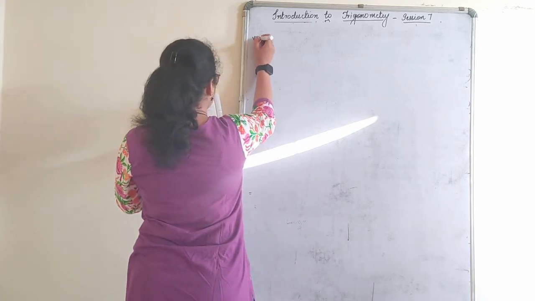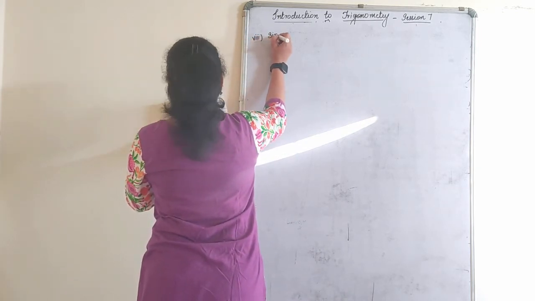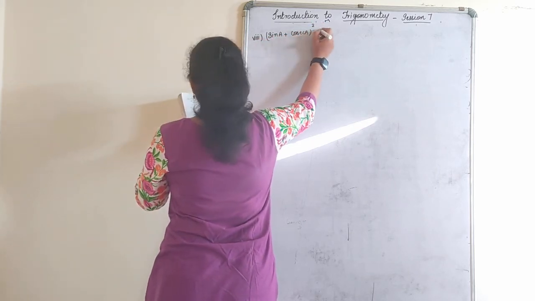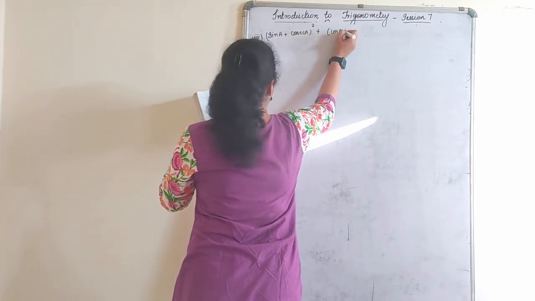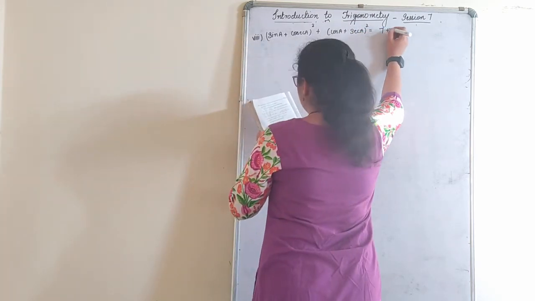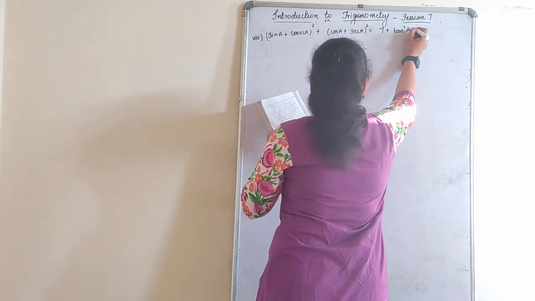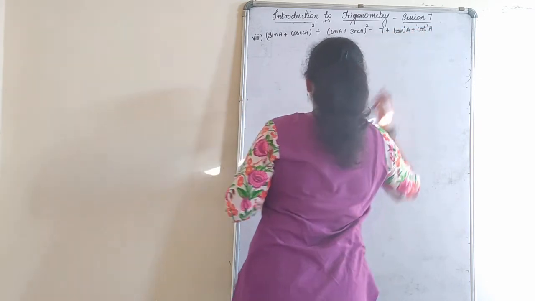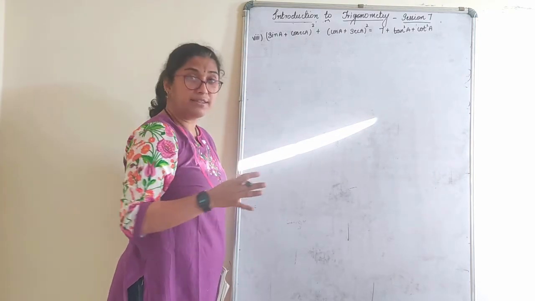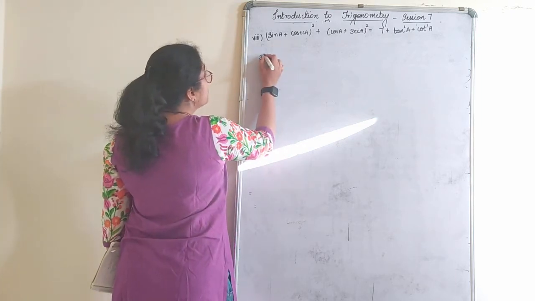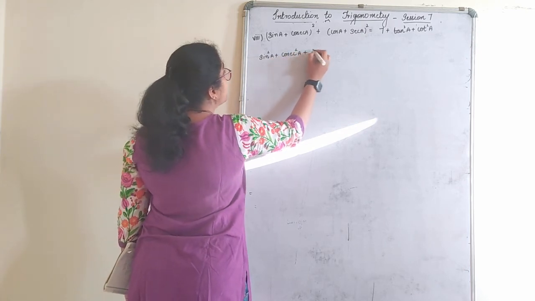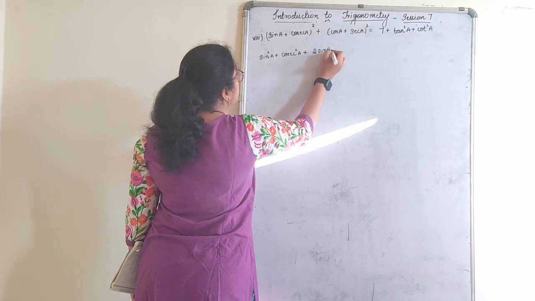Eighth one. Sin A plus cosec A whole square plus cos A plus sec A whole square is equal to 7 plus tan square A plus cot square A. So directly it is given in terms of A plus B whole square. Split it as it is: A square plus B square plus 2AB.